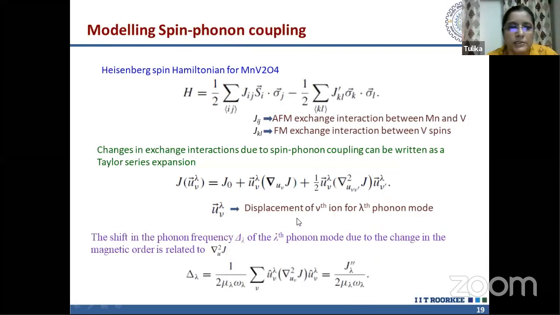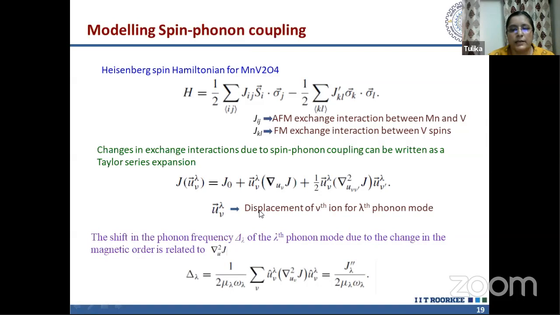So we tried to model the spin phonon coupling in this system by considering this Heisenberg Hamiltonian, where this is between Mn and V spin antiferromagnetic exchange, and this is vanadium ferromagnetic exchange. And if we expand this exchange interaction due to spin phonon coupling as a Taylor series expansion, then it can be shown that the frequency shift due to this magnetic ordering is equal to this J double prime, which is this second order coupling term here.